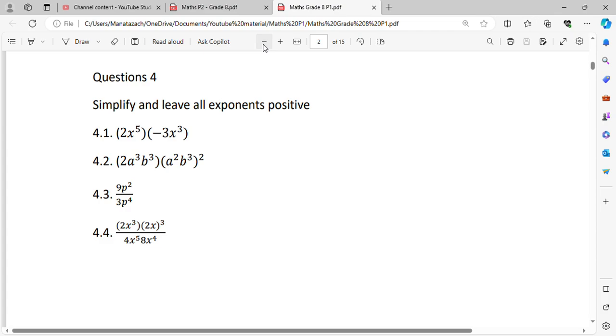We're continuing with grade 8 algebra. So let's start with today's lesson. Simplify and leave all exponents positive. So let's just pick a pen.